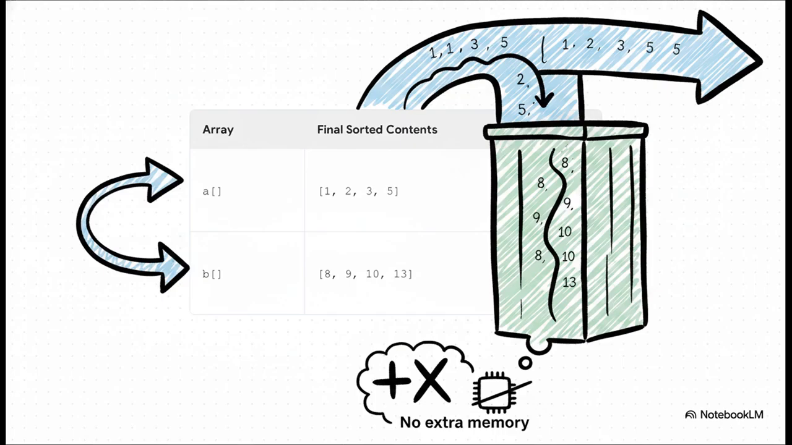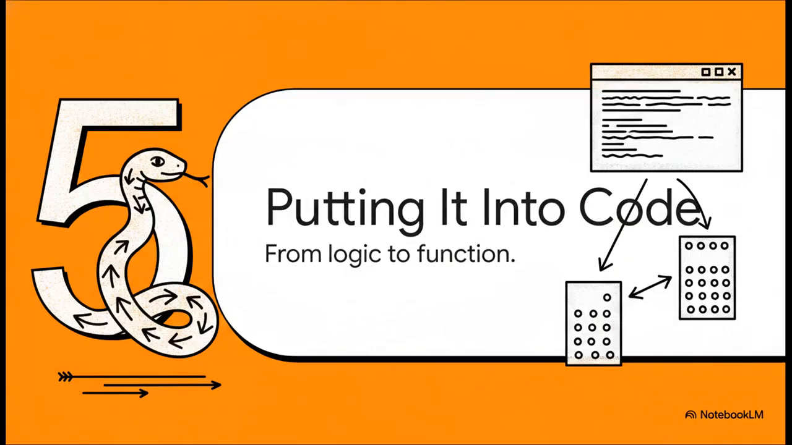And there it is. This shows our final result perfectly. The two arrays are now merged as if they were one long array, with A holding the first half and B holding the second. And we did it all without a single byte of extra array memory. Pretty cool, right? So, how does this really elegant logic actually look in code?